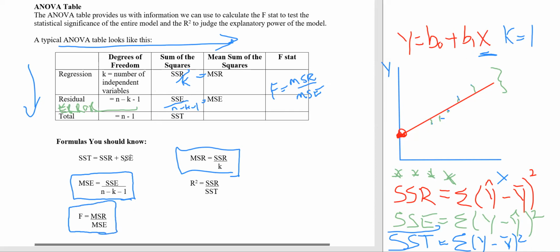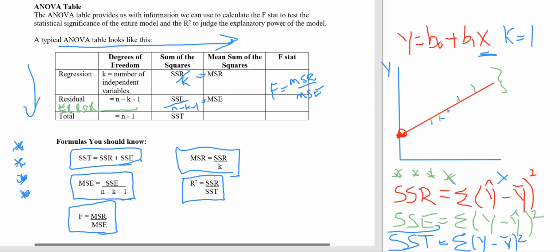One other formula that I didn't break out here is to calculate the R squared. It's the SSR over the SST. These formulas are a must. If anything, make sure that you know these, because that's where I believe the questions are coming, and you'll be able to put it together.